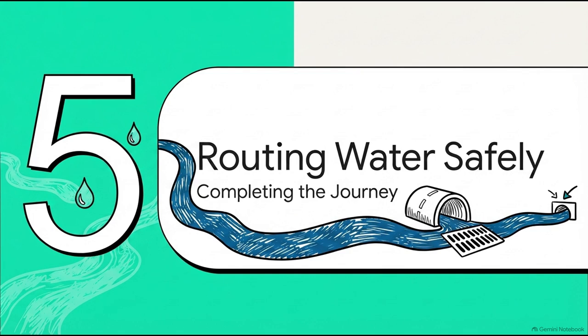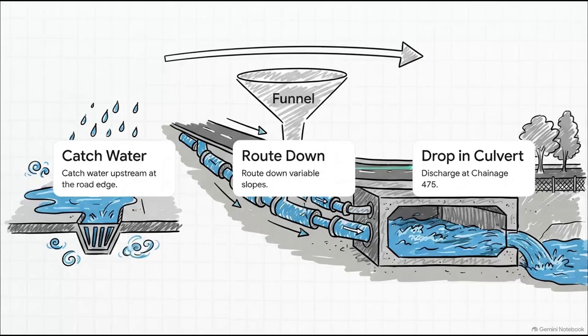Which brings us to our final step, Section 5, routing that water to safety and completing the journey. So moving from upstream to downstream, we draw out our network to collect water along the edge, using those variable slopes, and ultimately drop it directly into that heavy box culvert at chainage 475 to be discharged outside the project. We're taking full advantage of the road's natural downward profile here. Those surface pipes act like a giant funnel, gathering every single drop from the edges, running it parallel to the road, and then just dumping it right into that massive cross tunnel we built at the low point. The water is totally controlled and safely escorted away.